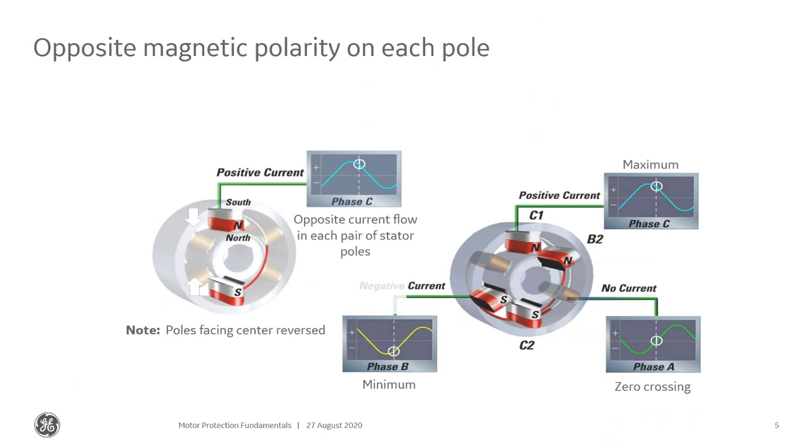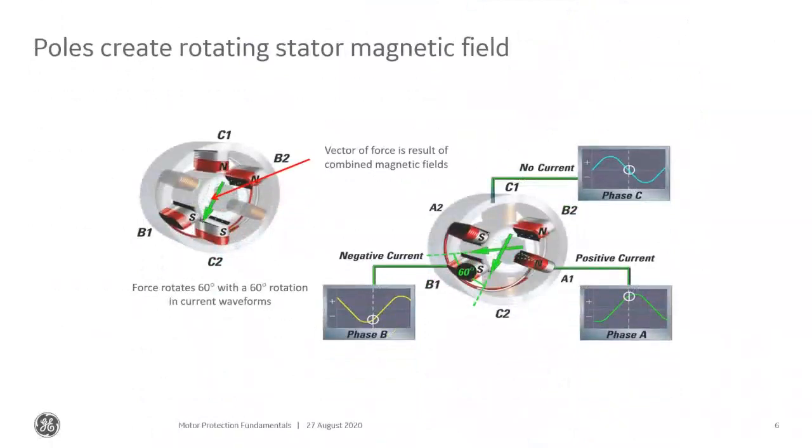And here's a little schematic for that. The opposite magnetic polarity on each pole then rotates through the coils, and again that drives the rotor to turn. And this is showing the vector force being the result of combined magnetic fields. So it pushes that rotor.